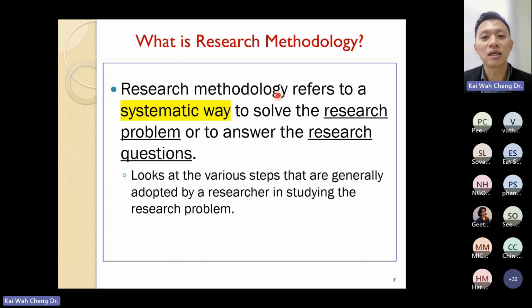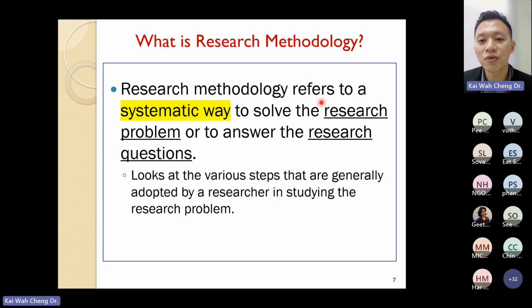What is research methodology? Whenever you go through any online articles, or when you want to prepare your Master of Science or PhD dissertation, for sure there is a special space for you to elaborate the research methodology. So what is a research methodology? Let's look at the descriptions here.